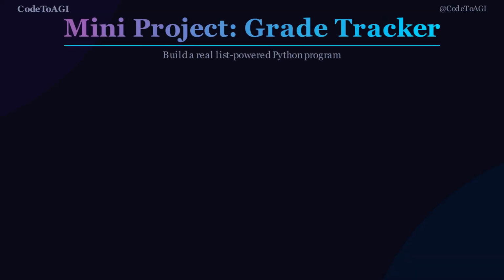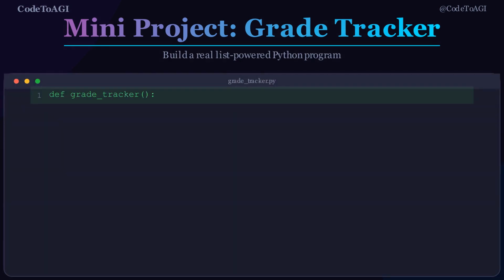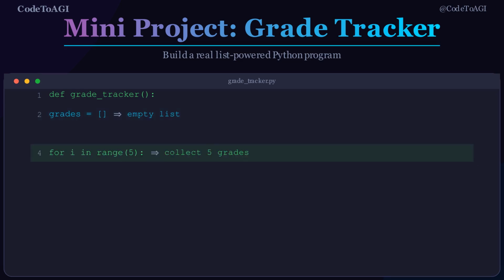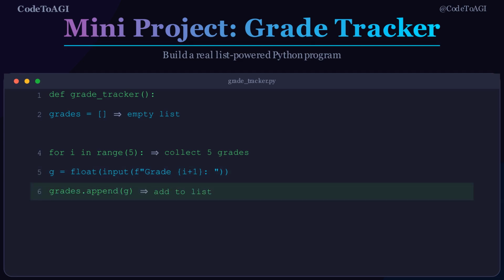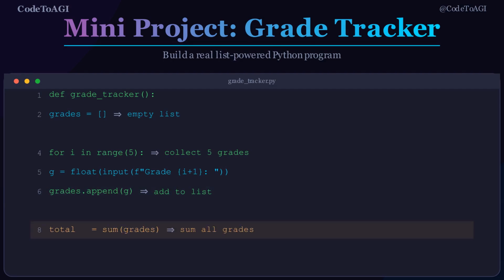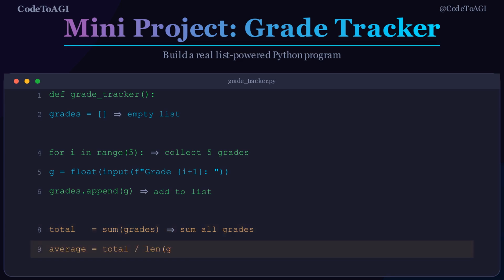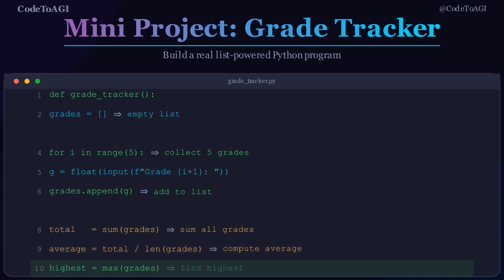Now, let us build a real project, a student grade tracker. Line 1. We define the function with an empty grades list. Lines 3 to 7, we loop 5 times. Each time we ask for a grade and append it to the list. Line 9. We compute the total using the sum function. Line 10. We compute the average by dividing total by the length. Line 11. We find the highest grade using max. Line 12. We find the lowest grade using min. Lines 14 to 17. We print the results. Line 19. We call the main function.